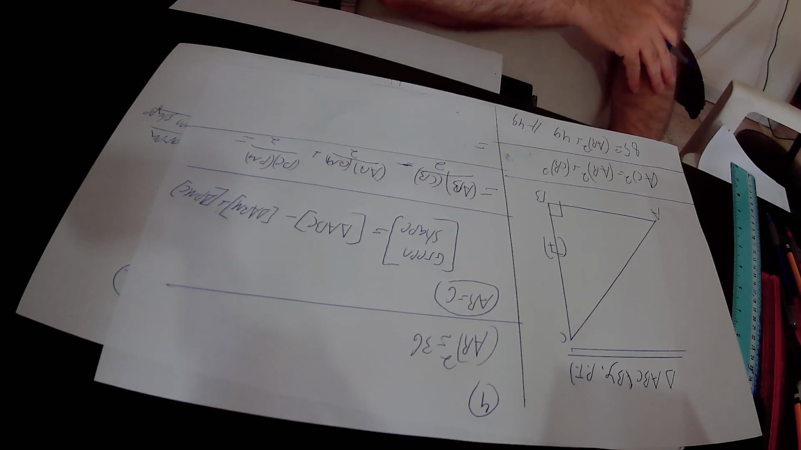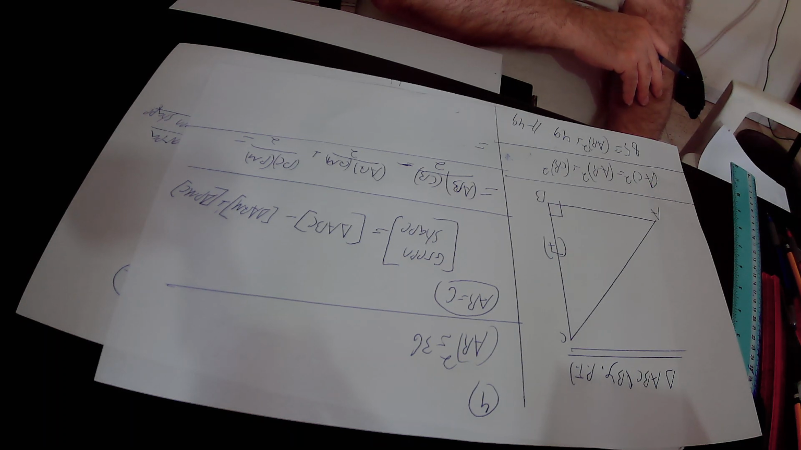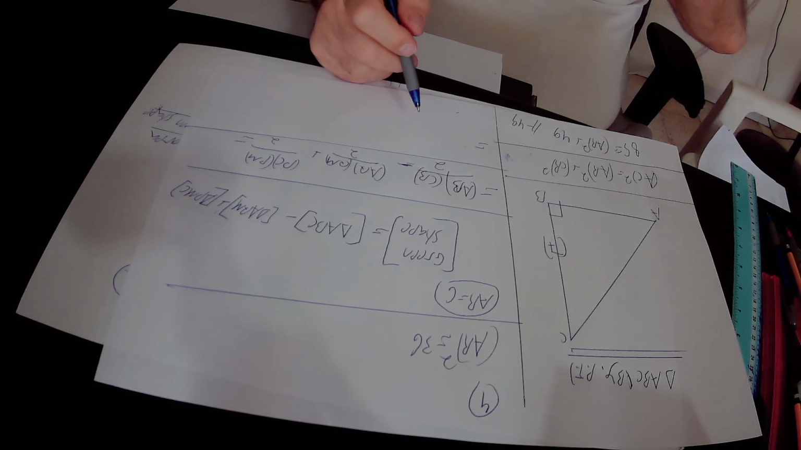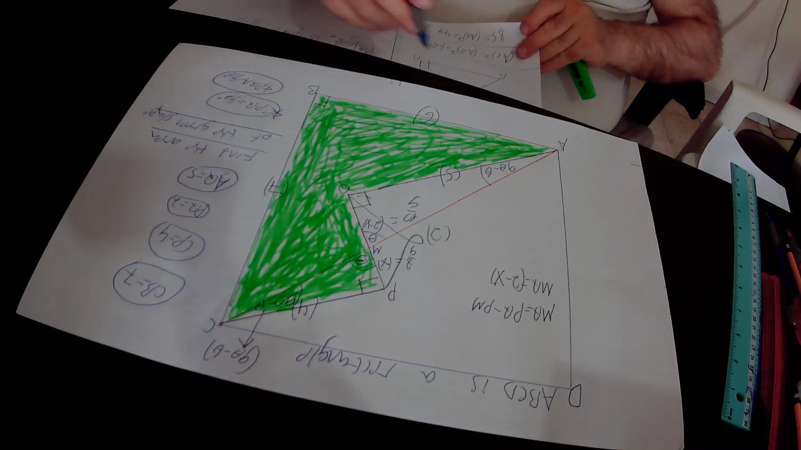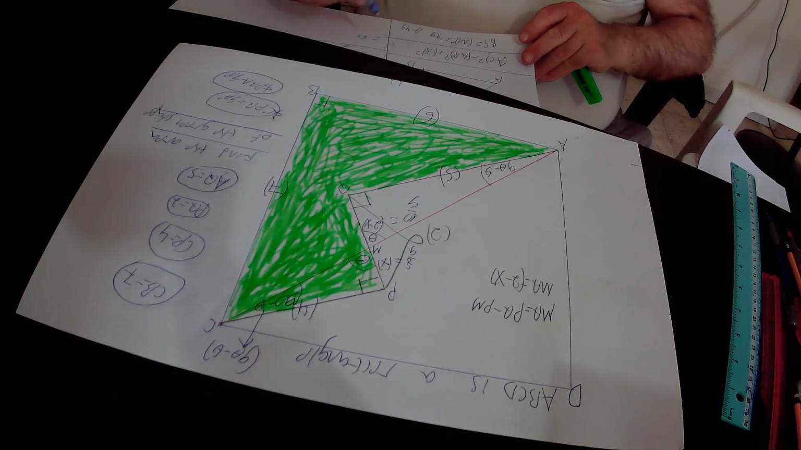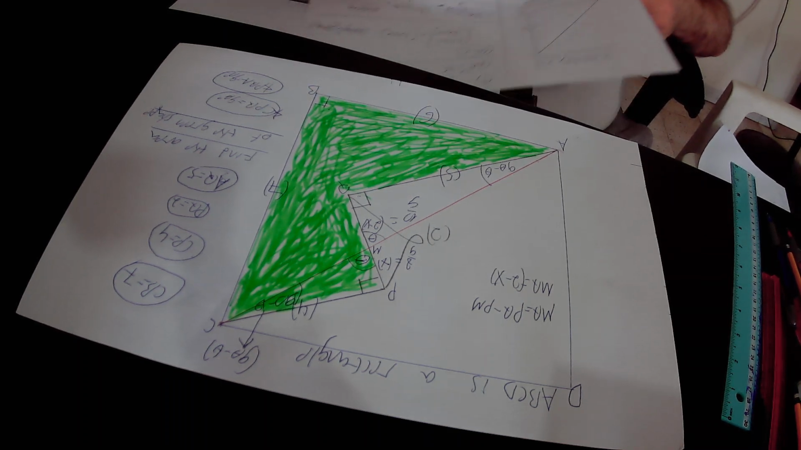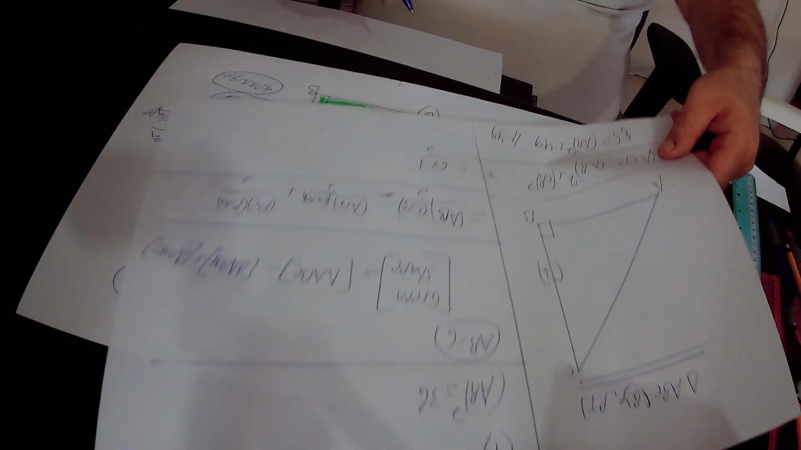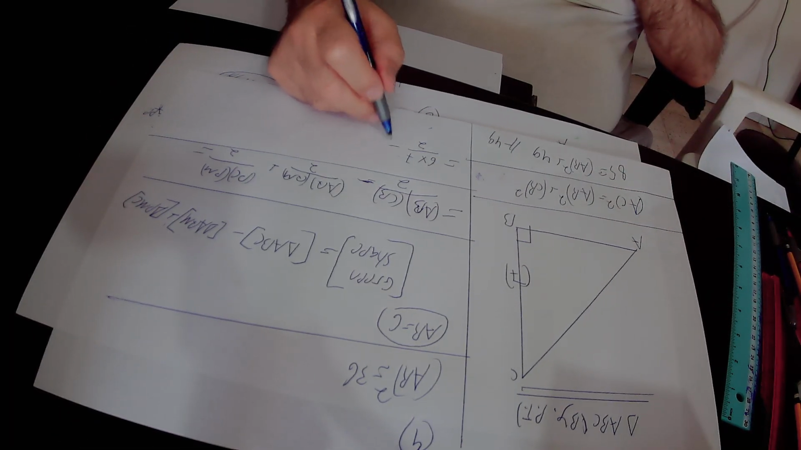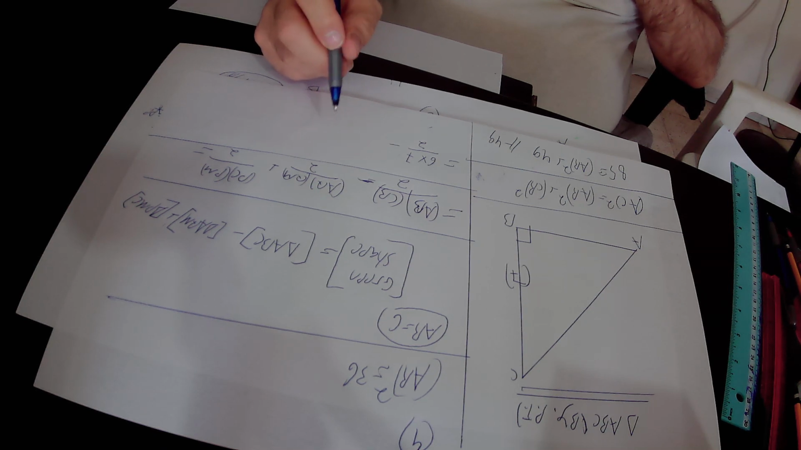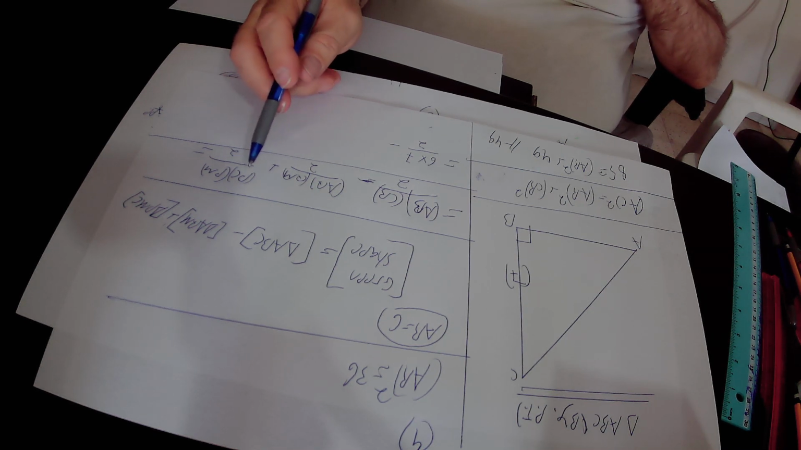So the area of the green shape equals the area of the right triangle ABC, and the area of the right triangle ABC equals AB, 6, times CB, 7, over 2. So in total, the area of the big right triangle ABC equals 6 times 7 over 2, minus the area of the white right triangle AQM.